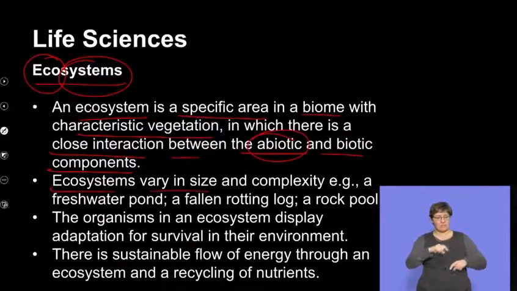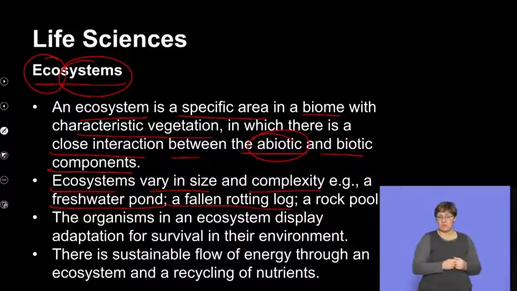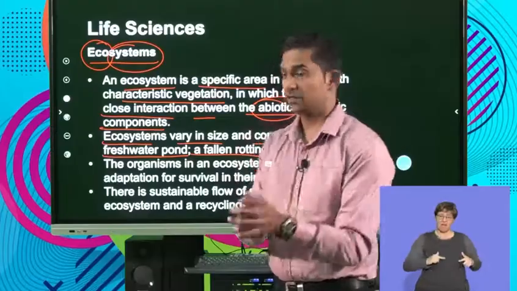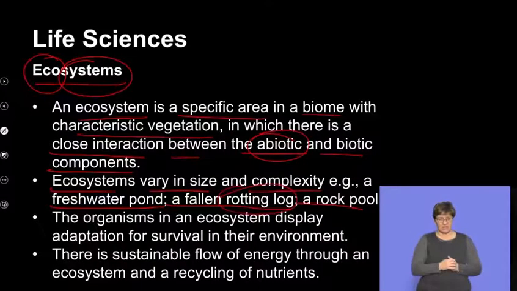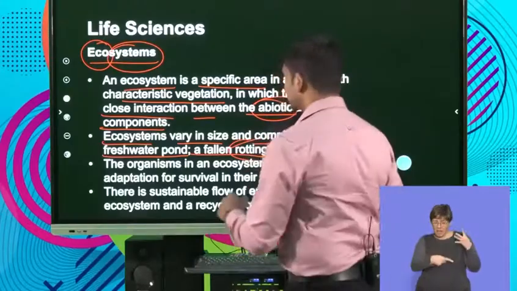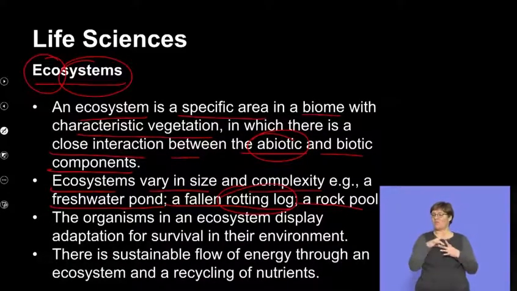Ecosystems may vary in size as well as complexity. An example of this could be a freshwater pond. It could be a fallen, rotten log, a rock pool. Each of these forms little areas where you have a unique diversity of interactions between the living and the non-living components. Yes, guys, a rotting log can be an ecosystem in that you would find bacteria, you would find many invertebrates, you would find some fungi growing in there. So these are again a complexity of unique distribution of life forms in a specific area.